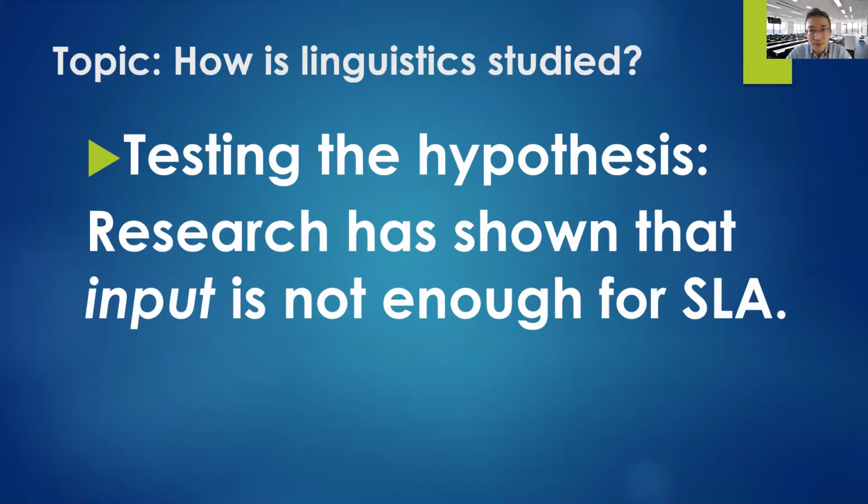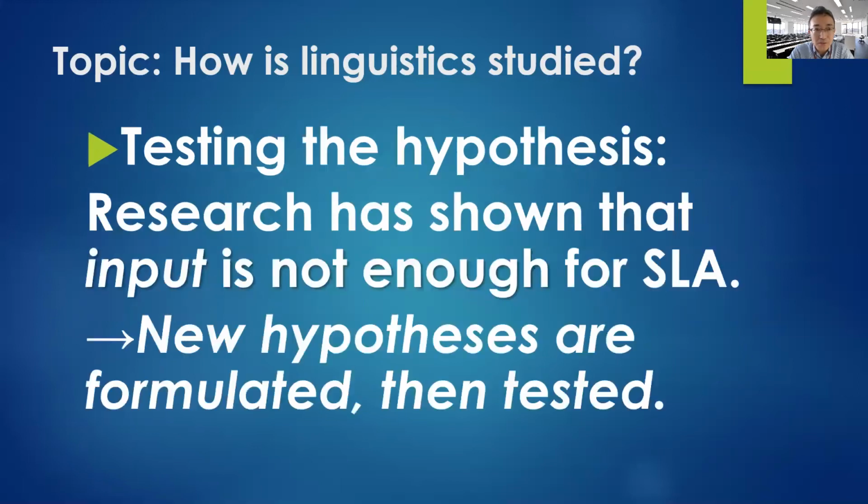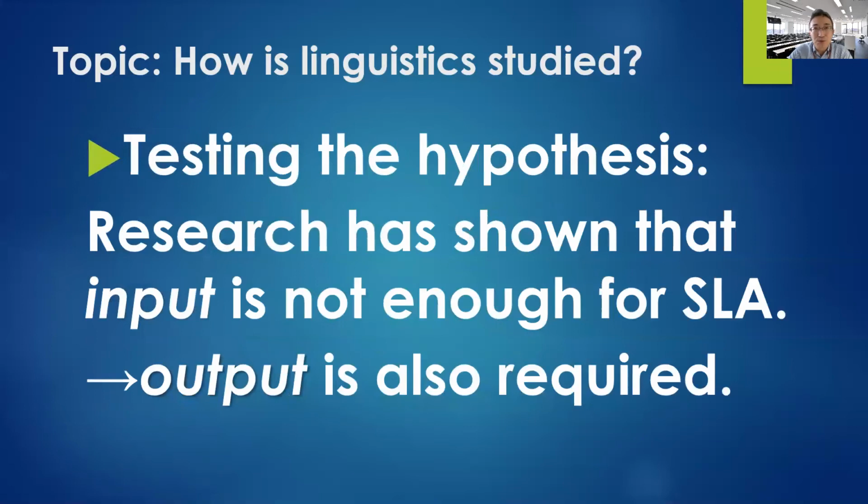That's what has been revealed through research. Thanks to the research, we know that input is not enough. Then what is needed? New hypotheses must be formulated in order to explain the phenomenon more effectively. Then that hypothesis must be tested through research. One of the new hypotheses is output.